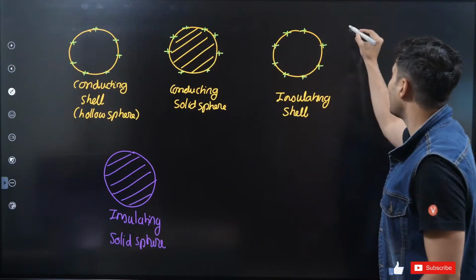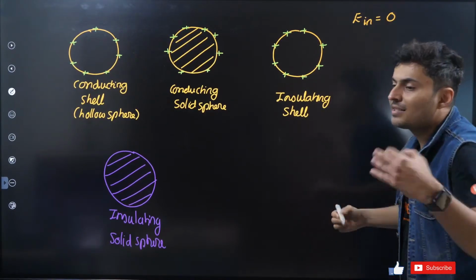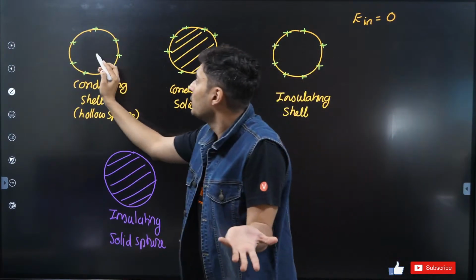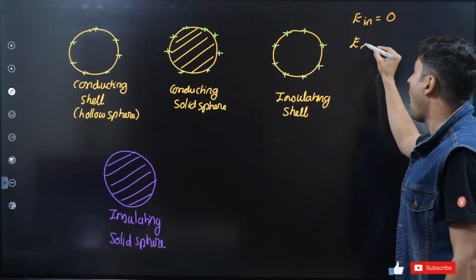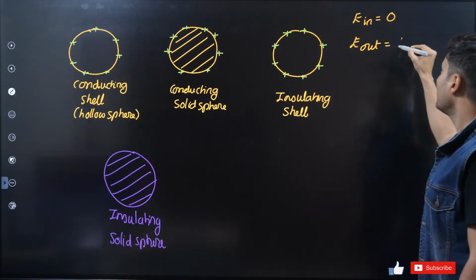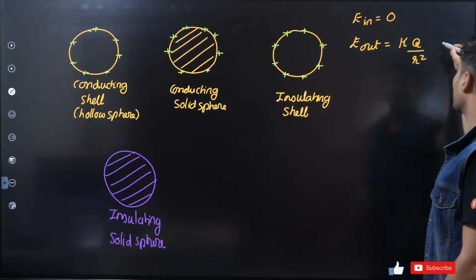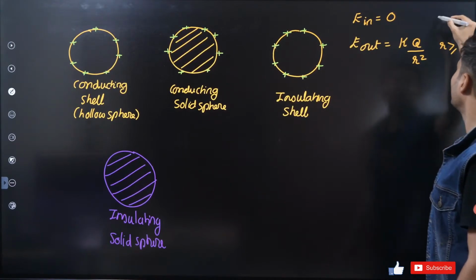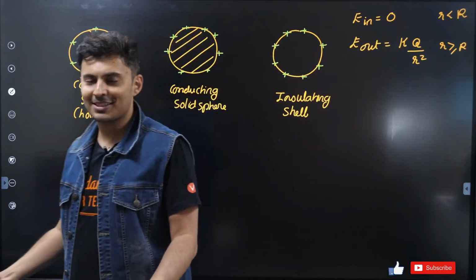If you go inside, then the answer for the field is 0, because there is no field inside. The field lines are only outside. So the field outside will be K charge divided by the distance square. This is when r is more than R. This is when r is less than R. That's how the formula works.